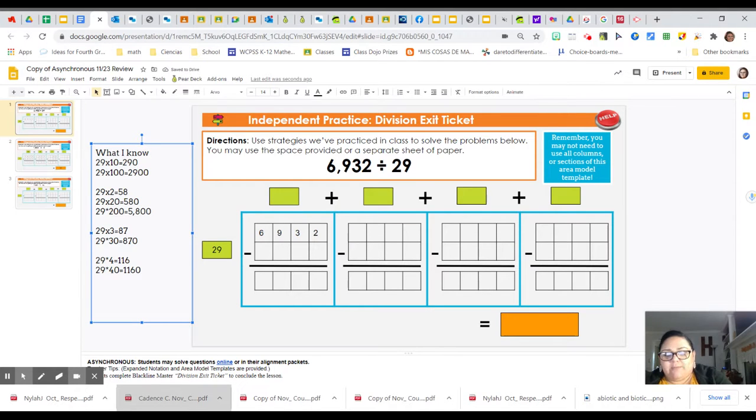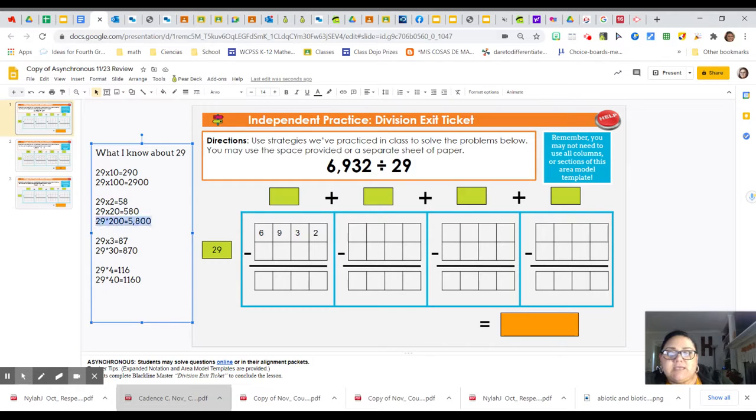So what I know about 29. Our divisor is 29. So if you take a look, I know that 29 times 1 is 29. So 29 times 10 is 290. We will do the same with 100. Then we will do 29 times 2. So remember, 20 times 2 plus 9 times 2, that will be 58. And then I will do exactly the same times 200.